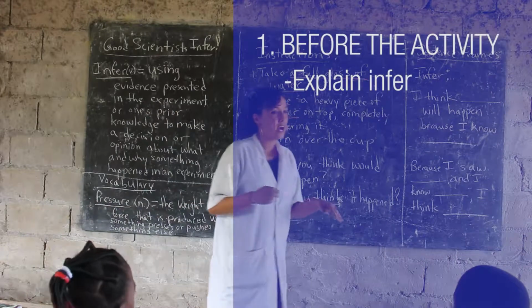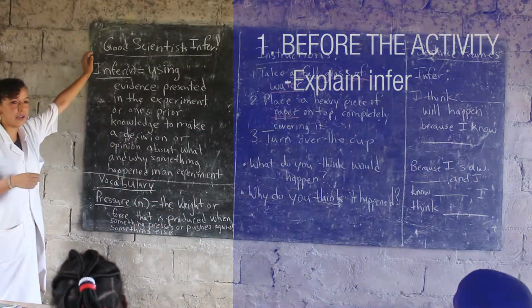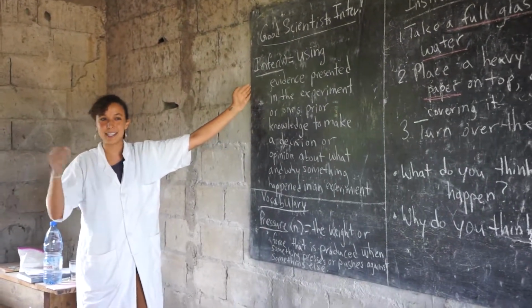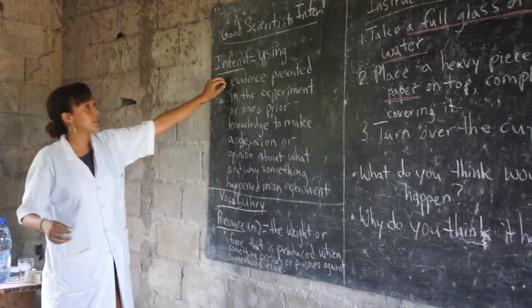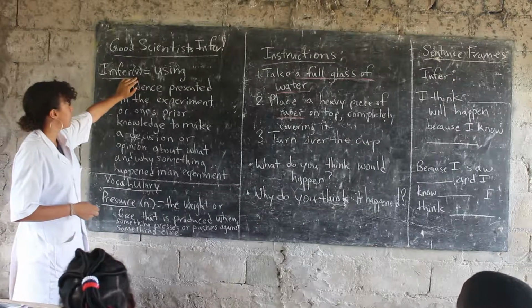We are going to learn how to infer. So, good scientists infer. And we are all going to try and be scientists in our class, right? We are all scientists together because this is a science class. And so, in order for us to be a good scientist, we need to learn how to infer. So, let's read the definition together.